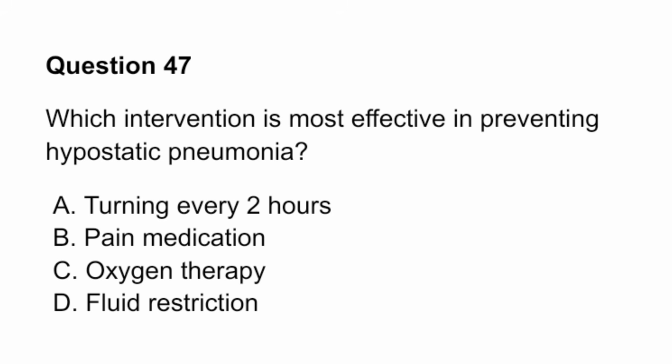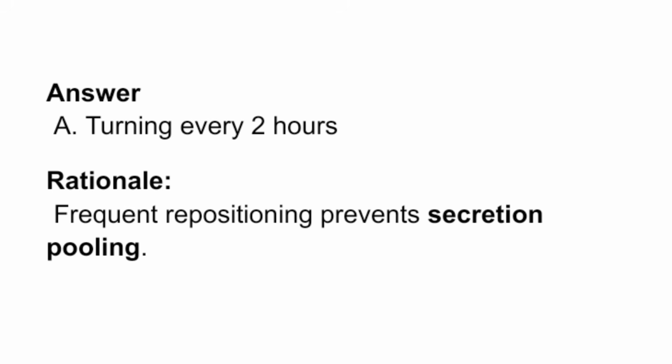Question 47. Which intervention is most effective in preventing hypostatic pneumonia? A. Turning every 2 hours. B. Pain medication. C. Oxygen therapy. D. Fluid restriction. Answer: A. Turning every 2 hours. Rationale: frequent repositioning prevents secretion pooling.